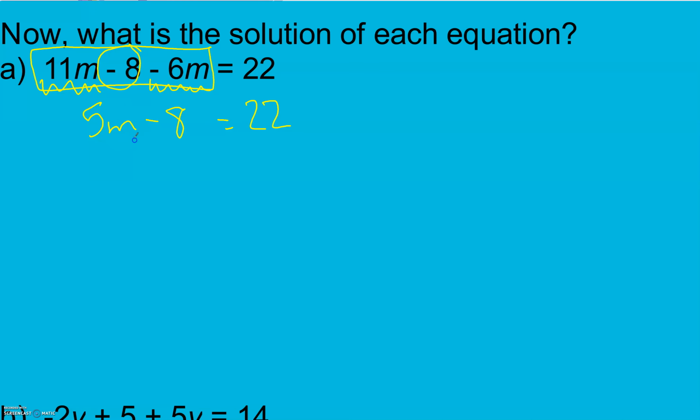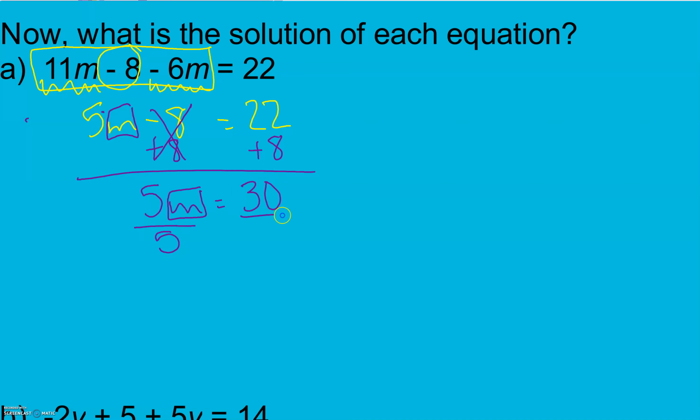From here we look. My m is being multiplied by 5 and subtracted by 8. We get rid of any adding or subtracting first. Anything that's not attached to our variable or not grouped with our variable. Negative 8 plus 8 is 0. Double check that to make sure that's true. We get 30. Now m is being multiplied by 5. I get rid of multiplication by dividing. It's its inverse operation. It undoes itself. And here I get 6. And if we plug it back in, I get 66 minus 8 minus 36, which does give me 22. So plugging it back in to check does work.